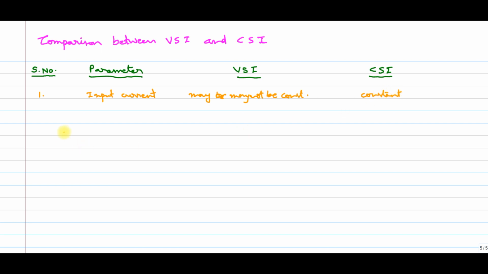The second point is input voltage. What will happen to the input voltage? In a voltage source inverter, the voltage will be constant. And in a current source inverter, it may change with load. So definitely it may change with load.